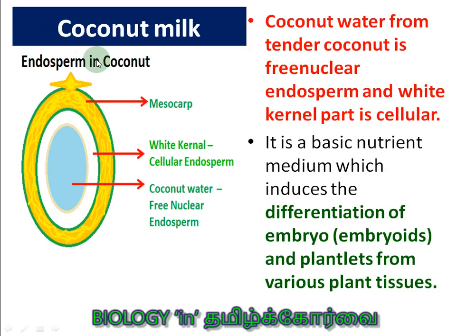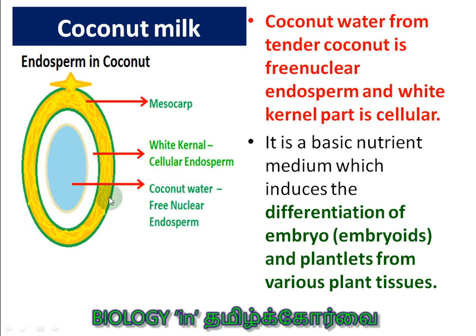Now coconut milk, endosperm in coconut. This is the do you know part of the state board book. Here you can see the coconut. In this coconut, the fibrous mesocarp is present, within which the stony endocarp is present. This is the characteristic feature of the drupe fruit. So this is the endocarp. Within the endocarp, what is present in tender coconut? You cannot see the white kernel. Cellular endosperm is absent. Only water is present.